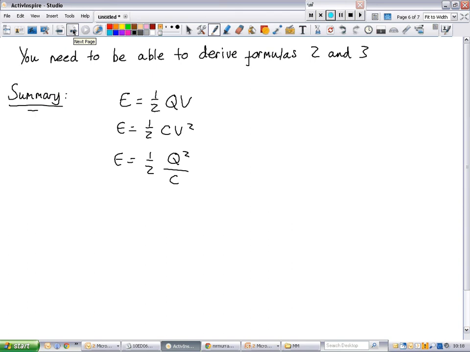You need to be able to give derivations for these two here. So take that as your starting point, use Q equals CV with that, and you'll be able to derive these other 2 equations. So we know how electrons move in a capacitive circuit. That will help as we go further on in the topic. We've also now got 3 separate equations for energy.